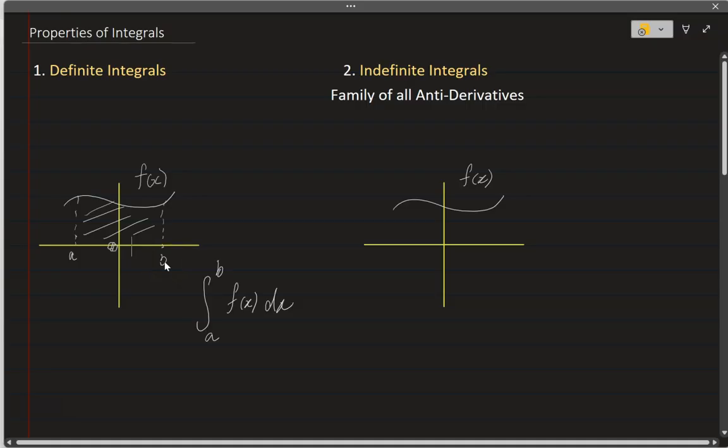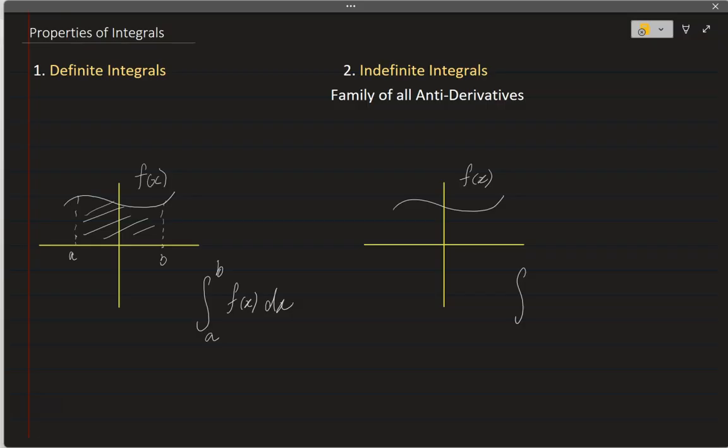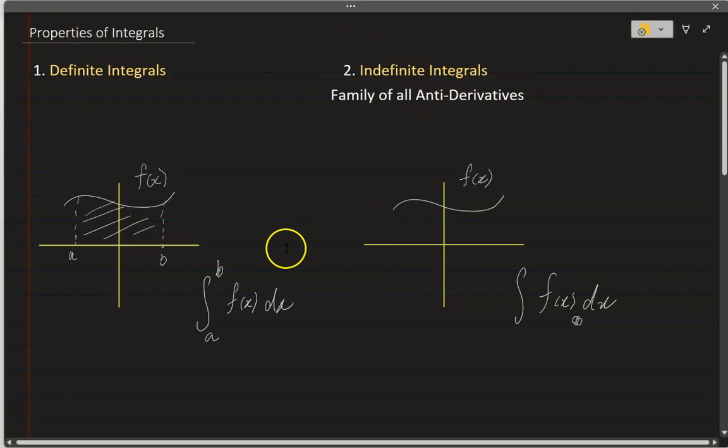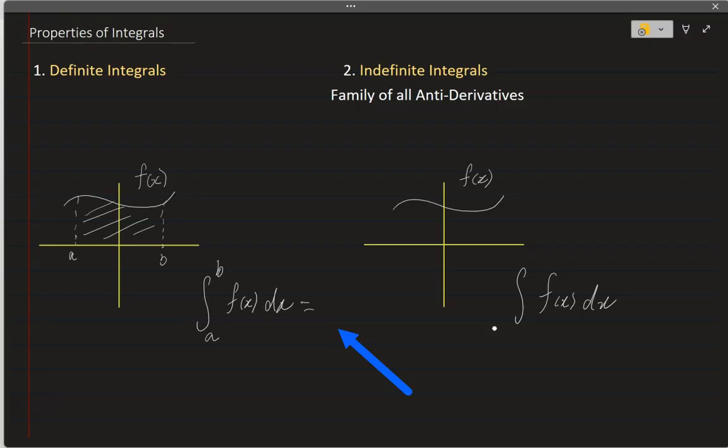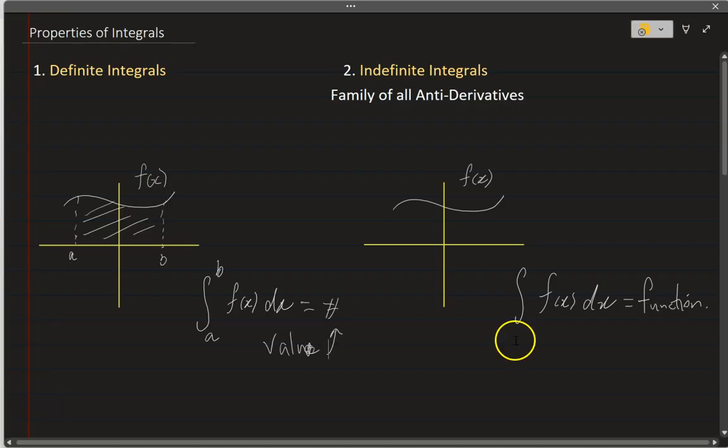Okay, with the indefinite integral, there is no lower limit or upper limit, and the notation for that one is just the elongated S, f of x dx. That's all it is. The main difference between the two is that this one will give you an exact numerical value, a number, and this one will give you a function, another function. That's the only difference between the two. The definite integral actually gives you a value, which is a number. The indefinite integral just gives you a function.